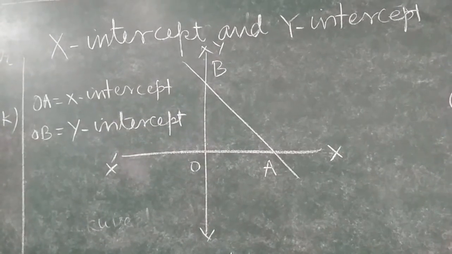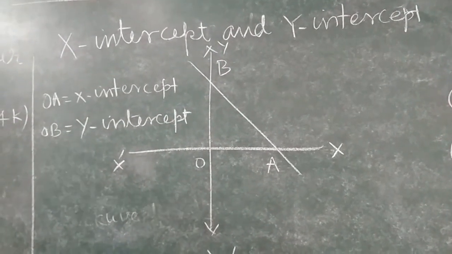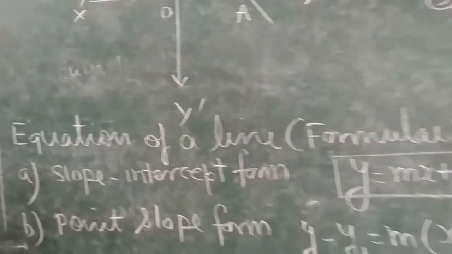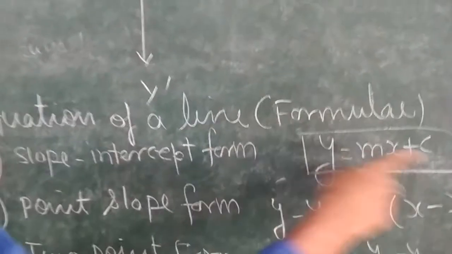The y-intercept is represented by c also. So the form is y equal to mx plus c. Slope intercept form of the line: y equal to mx plus c.